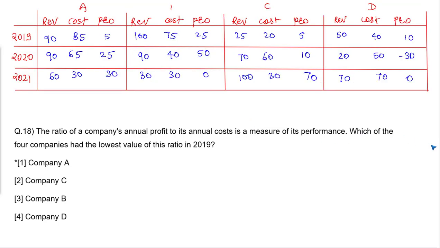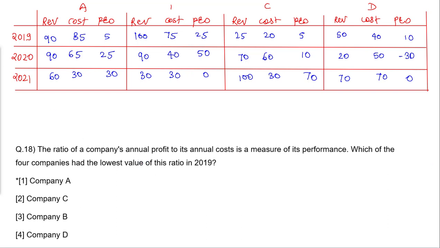Question number 18, the ratio of company's annual profit to its annual cost is a measure of its performance. Which of the 4 companies had the lowest value of this ratio in the year 2019? We are talking about the year 2019 for these 4 companies A, B, C, D. The ratio of profit divided by cost.